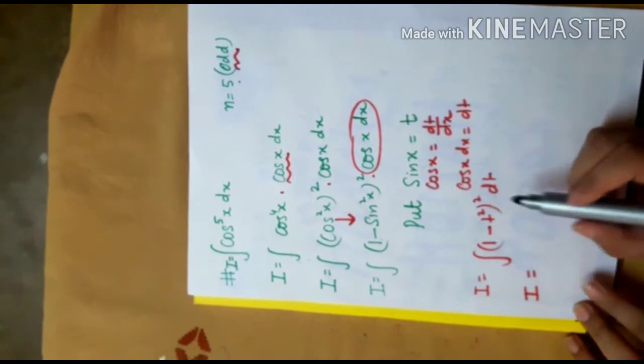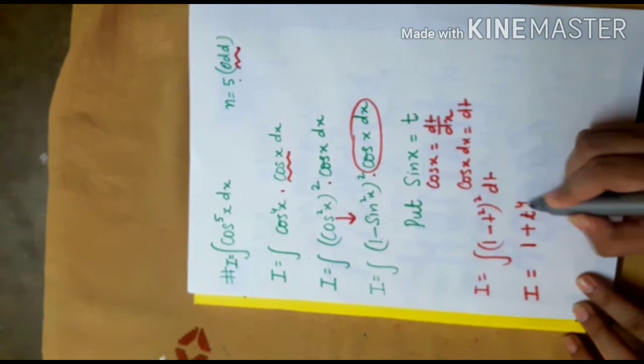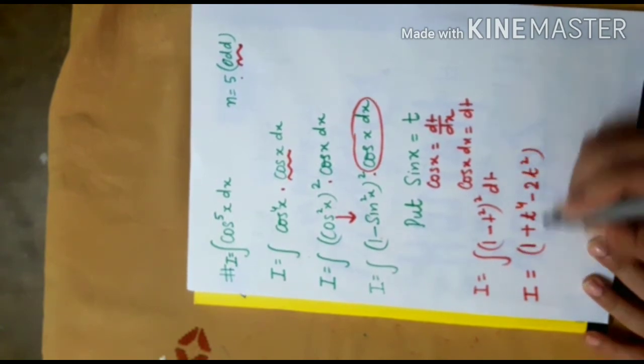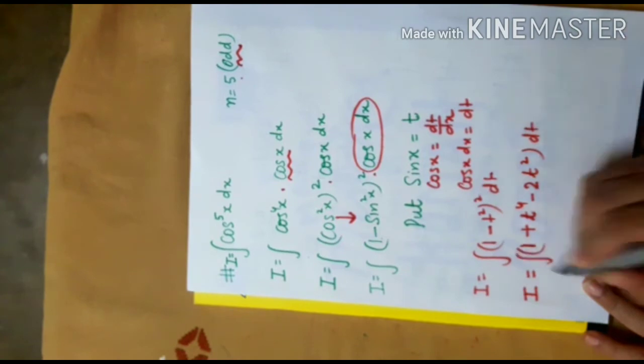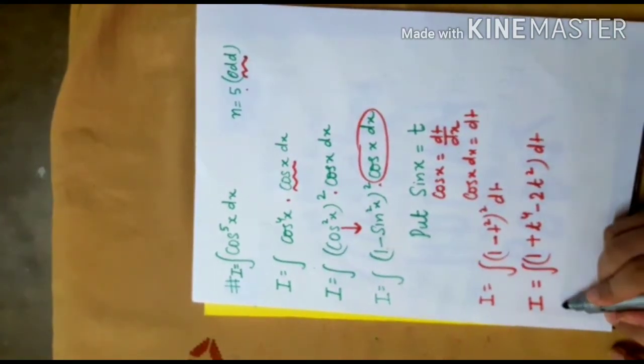Now I open the square. Here I'll get 1 plus t raised to the power 4 minus 2 into t square dt. Now can you integrate this?